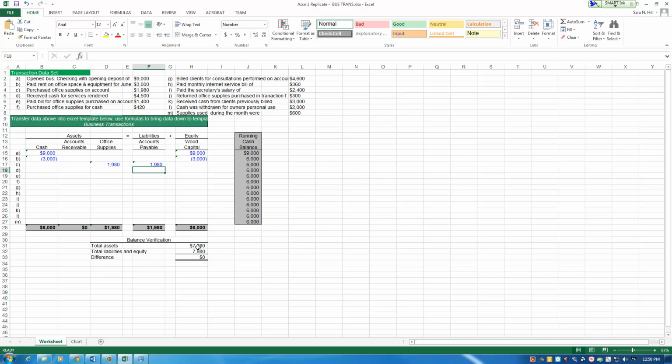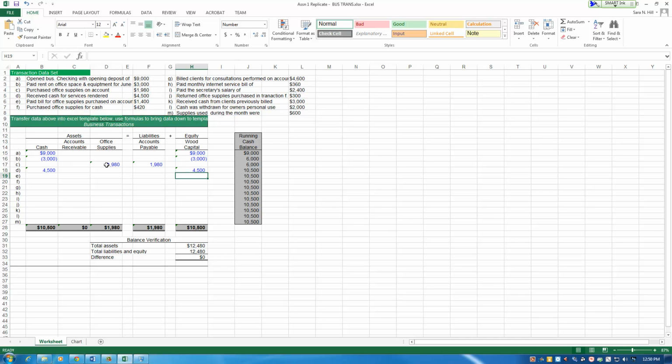D, we received cash for services rendered. Well, that's always good. We'll take a positive cash flow in here. Since it was services rendered, that looks like it would have been revenue flowing through the equity side of our balance sheet. Still got our 0.